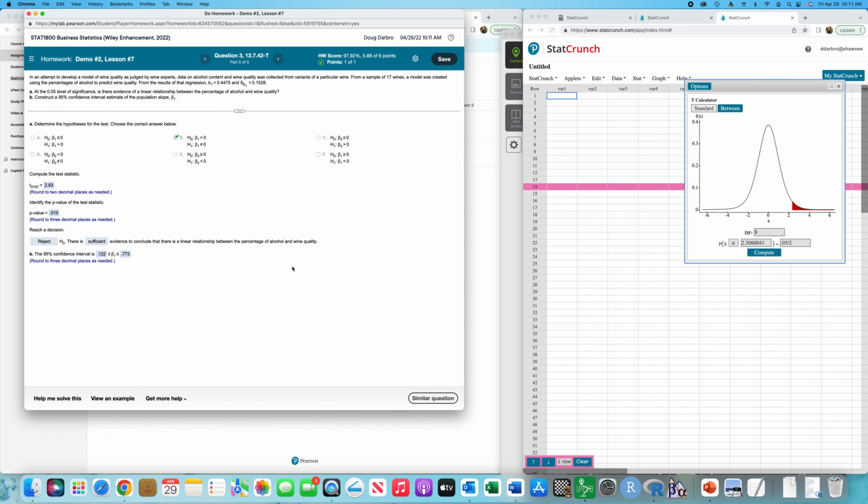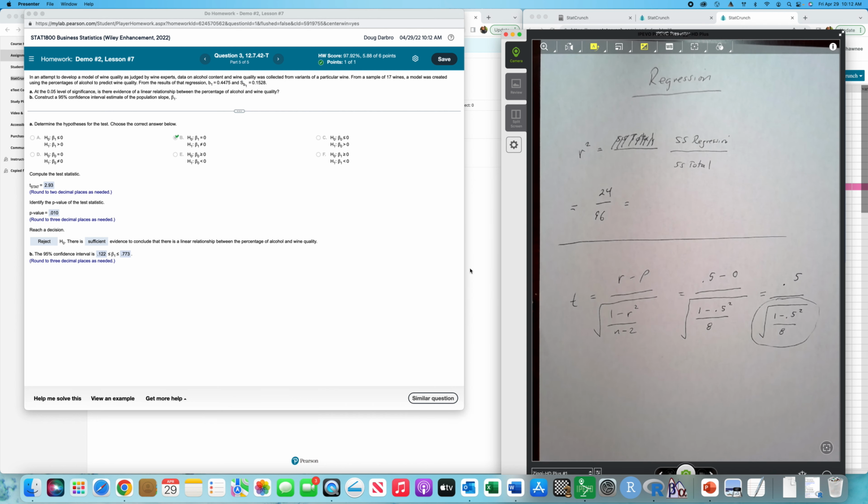All right, an attempt to develop a model of wine quality. Cool. I like wine. Okay. My wine expert, actually, I don't drink much wine, but sometimes I like it. Alcohol content, particular wine. So we have 17 wines in the sample. A model was used. So we're taking the percentage of alcohol to predict wine quality. And this is an interesting question because we have the standard error and B1 given. All right, so I'm going to need this.